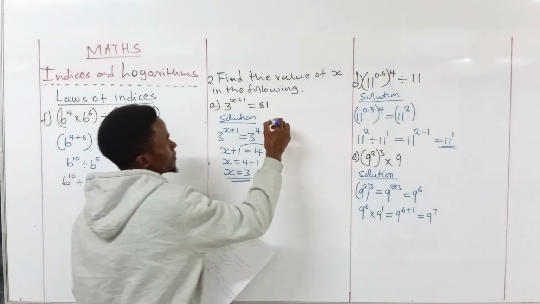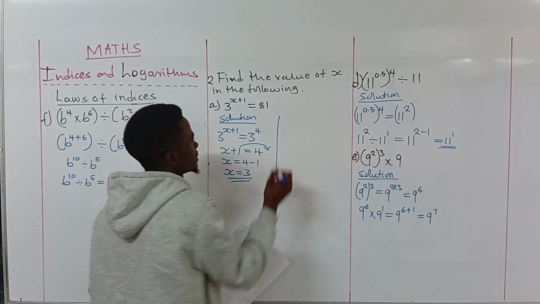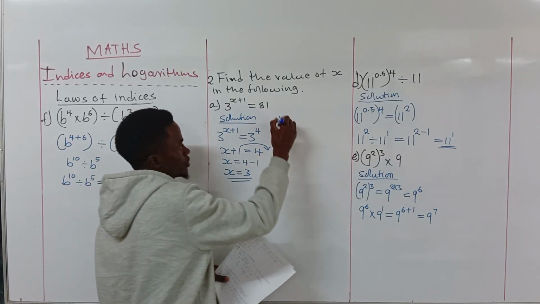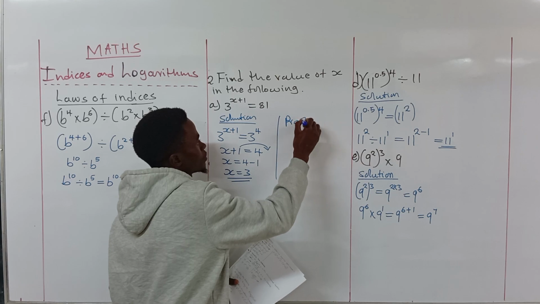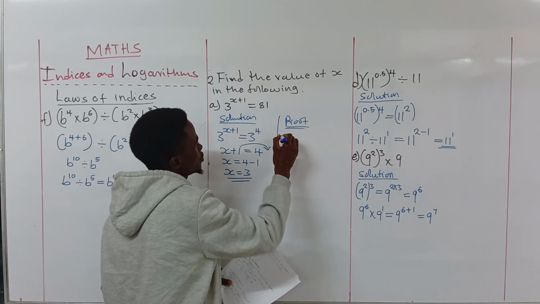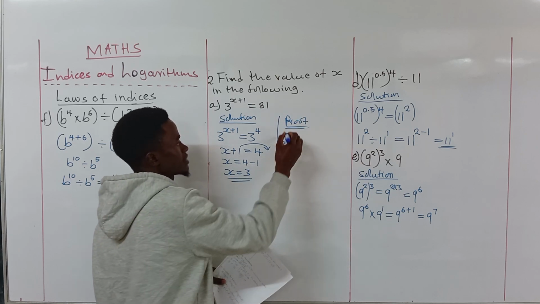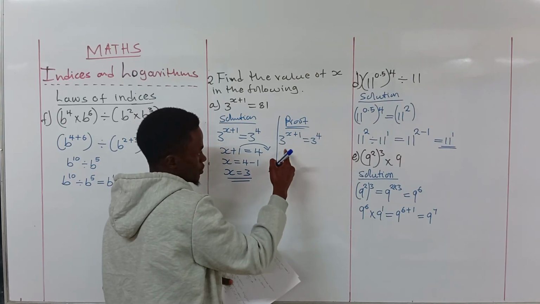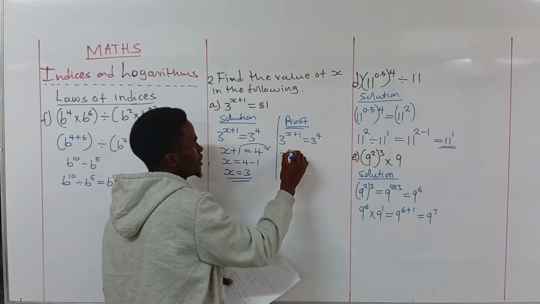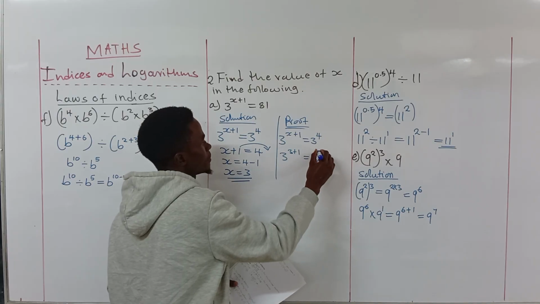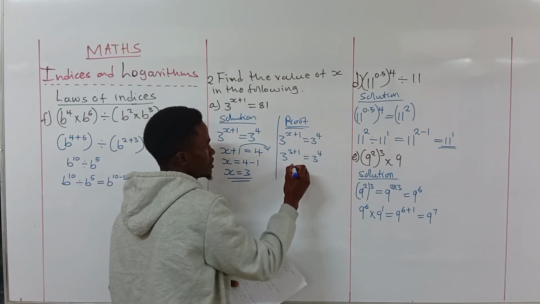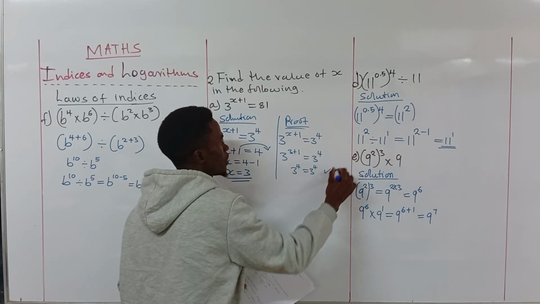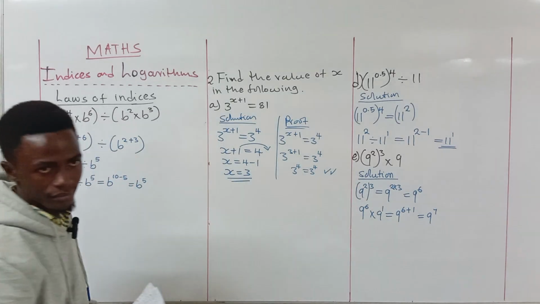Now, let's prove this. We have to prove it. If the value of x is 3, we replace it in our equation. So we have to prove our equation. It's going to be 3 into x plus 1 is equal to 3 power 4. So 3 into 3 plus 1 is equal to 3 power 4. 3 plus 1 is 4. So 3 power 4 is equal to 3 power 4. So our question is okay.